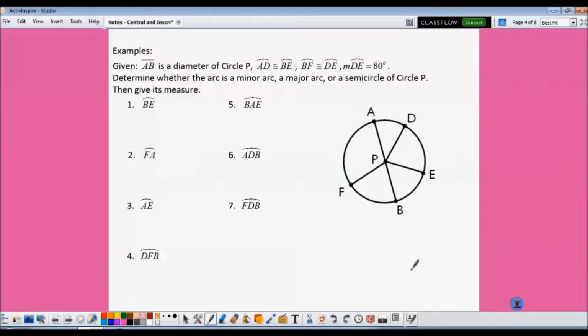So let's look at some examples. Given that AB is a diameter of circle P, AD is congruent to BE. So I'm going to start by marking that on my picture. Arc AD is congruent to arc BE. Arc BF is congruent to arc DE. The measure of arc DE equals 80 degrees.